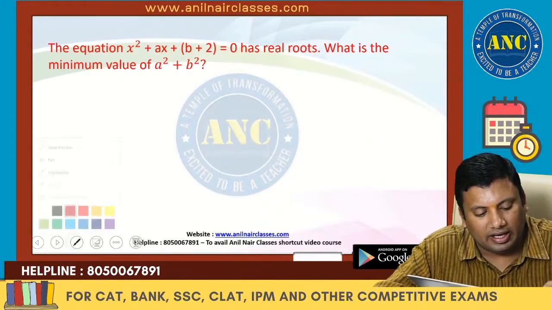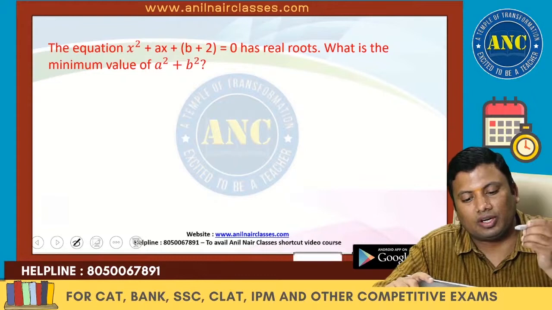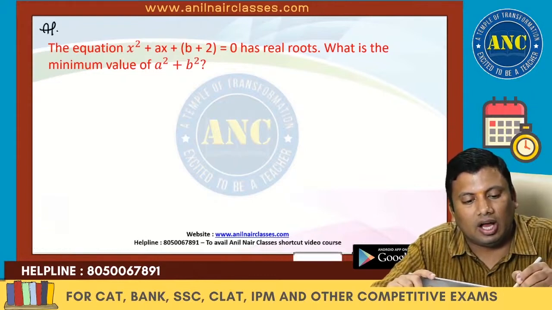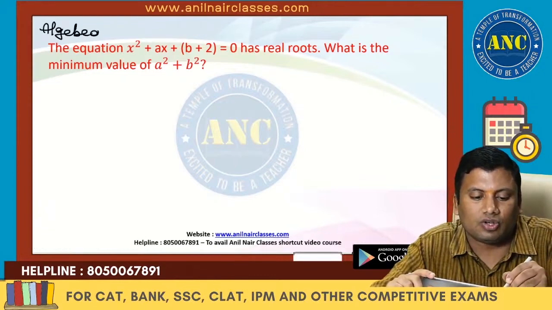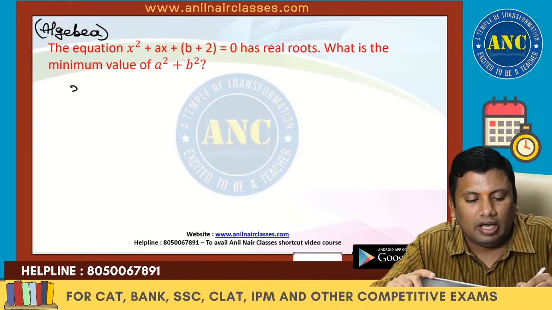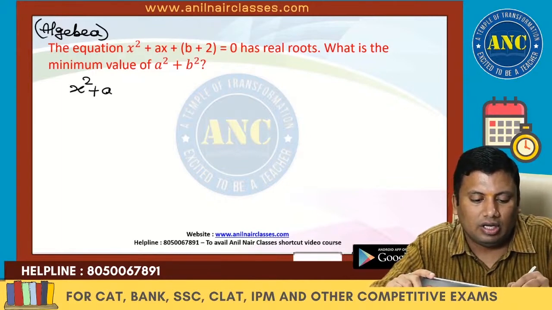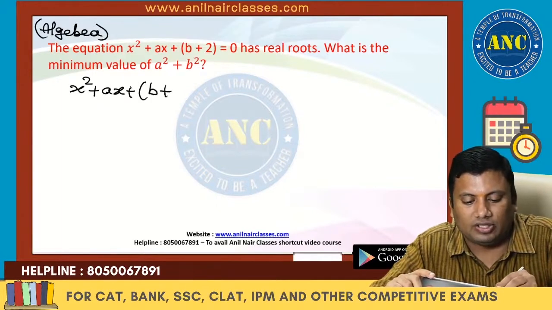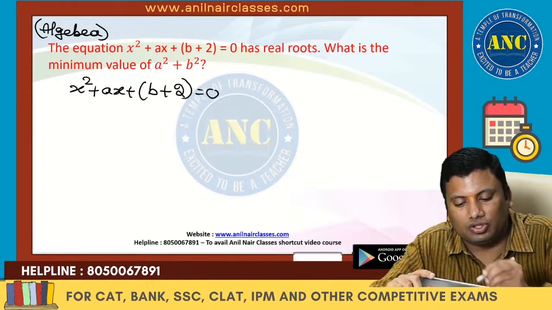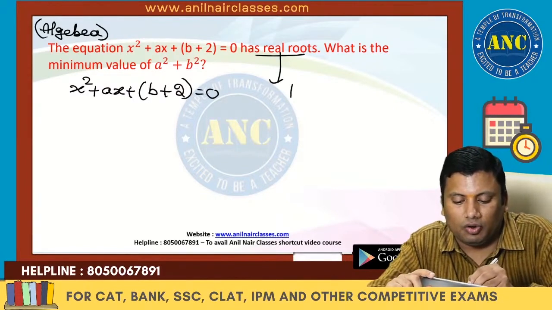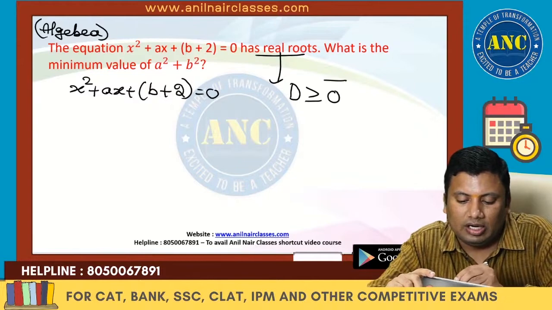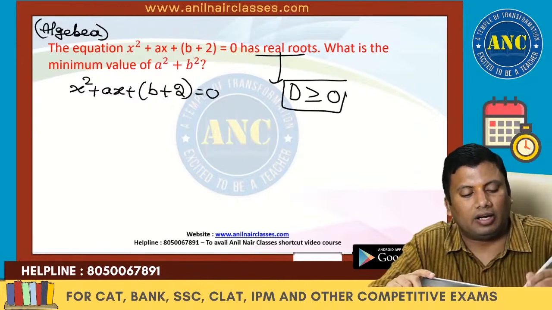I hope the idea is clear. Another question. This is a question based on algebra. X square plus ax plus b plus 2 equals 0 has real roots. Real means discriminant greater than or equal to 0.